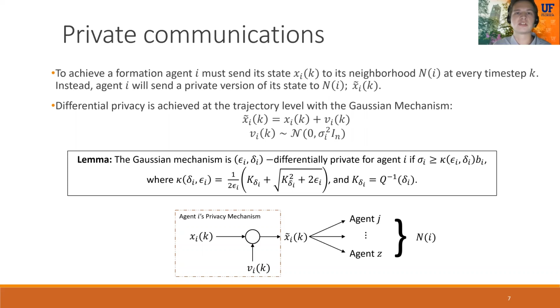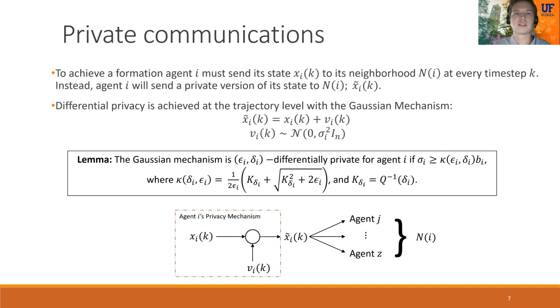And for each agent, the Gaussian mechanism is epsilon-delta differentially private if the standard deviation of the noise is lower bounded by kappa b_i. Here kappa is just a function of epsilon and delta, and kappa uses the Q inverse function of delta. And to reiterate, b_i defines the adjacency for agent i. So overall, this is saying if you give me an epsilon and delta, using this function, I can easily compute the required noise to achieve epsilon-delta differential privacy.